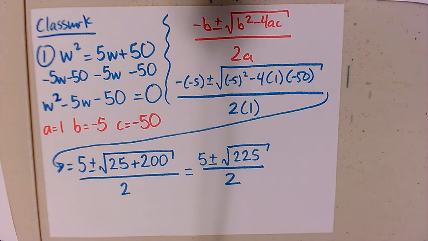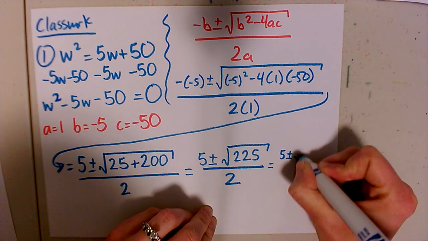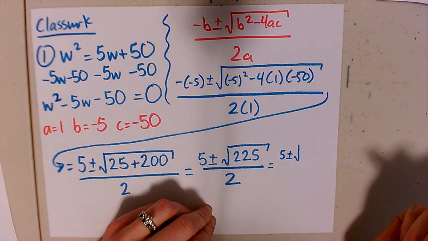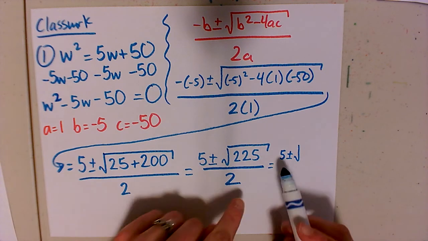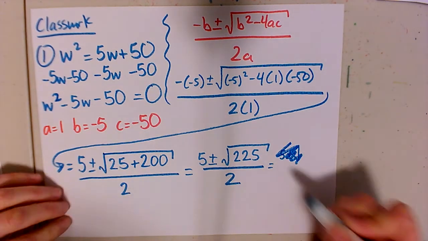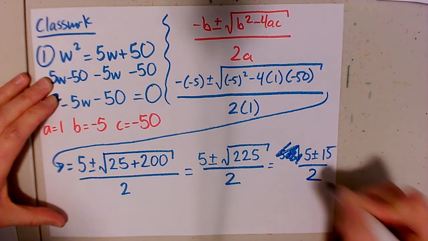Now, 225, let's see, 225 is the same thing as 25 times 9. I think 225 is the square of 15. Let's check this. 15 times 15. Yep, 15 times 15 is 225. Okay, so the square root of 225 is 15. So actually, yeah, 5 plus or minus 15 all divided by 2.